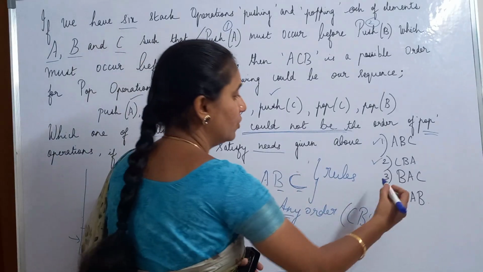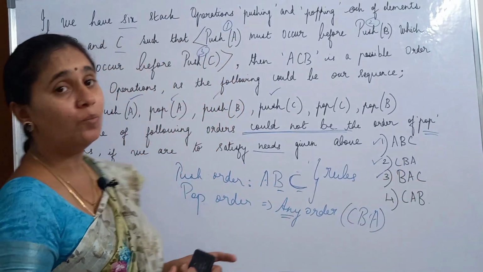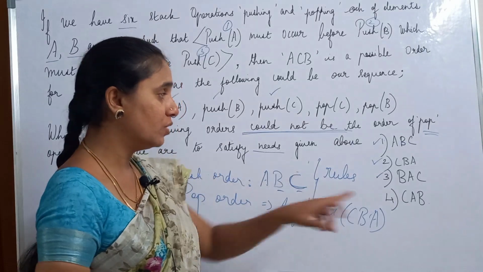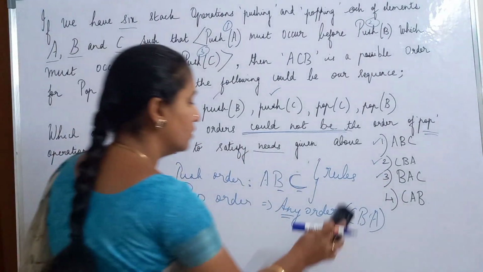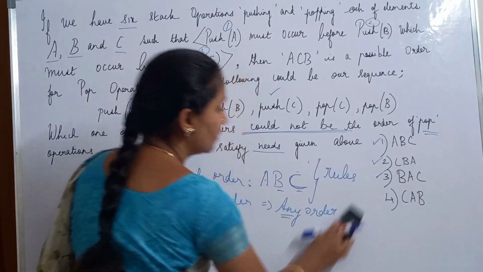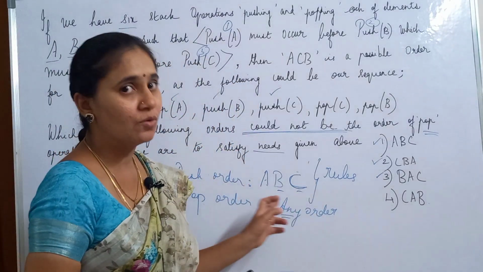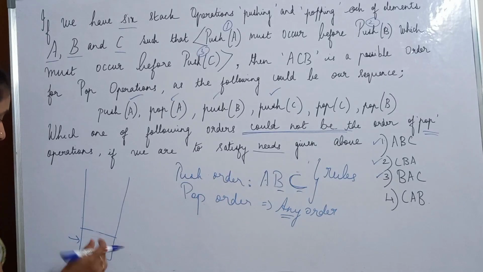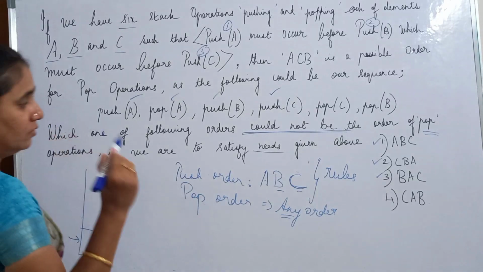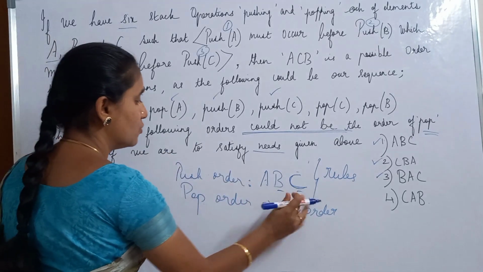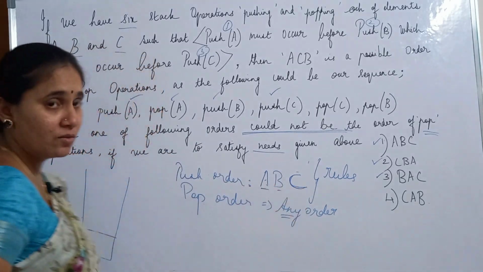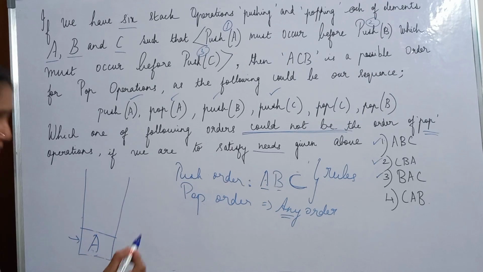Now you will check for the next one, BAC. What pop operation should I have to get pop order BAC? Now I am going to insert the element. See, I am not at all changing this order. So what element must I insert first? A. So first let me insert A.